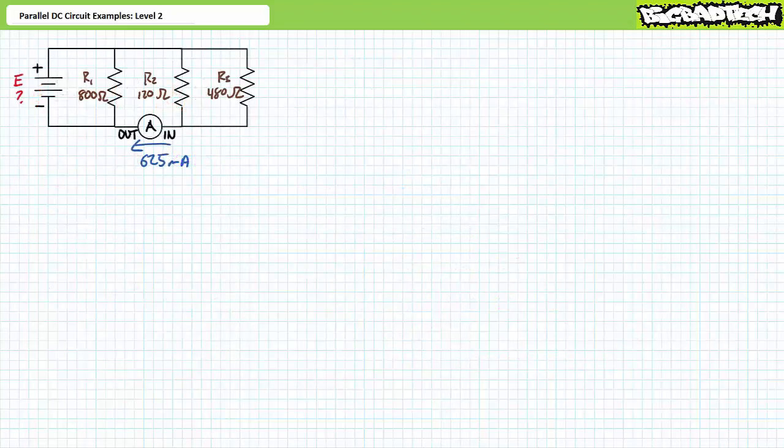Our next illustrated example features a voltage source of unknown magnitude and a parallel combination of R1, an 800 ohm resistor, R2, a 120 ohm resistor, and R3, a 480 ohm resistor. An ammeter installed in this circuit indicates 625 milliamperes of current in the indicated direction.